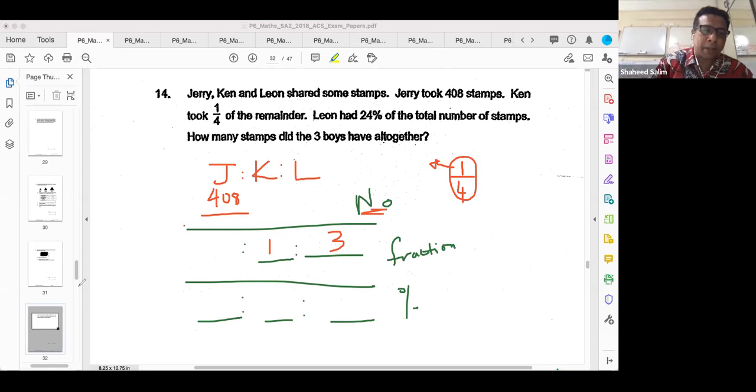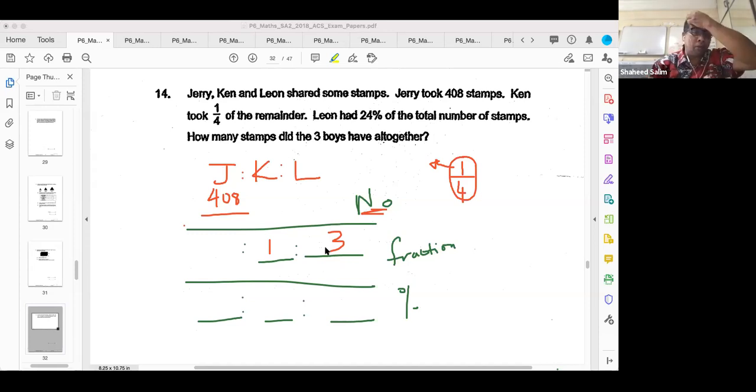Who doesn't understand this? But you tell me now. Anyone don't understand? I need to check, look through one by one. Darwish, you okay? Darwish, with my ratio, you understand? Akil, which part do you do? You're shaking your head. That means you understand this one. 408 there. They give 408. Then after that, there's a remainder. So remainder Ken got 1, and then 3/4 is the balance. That means Leon must have 3.